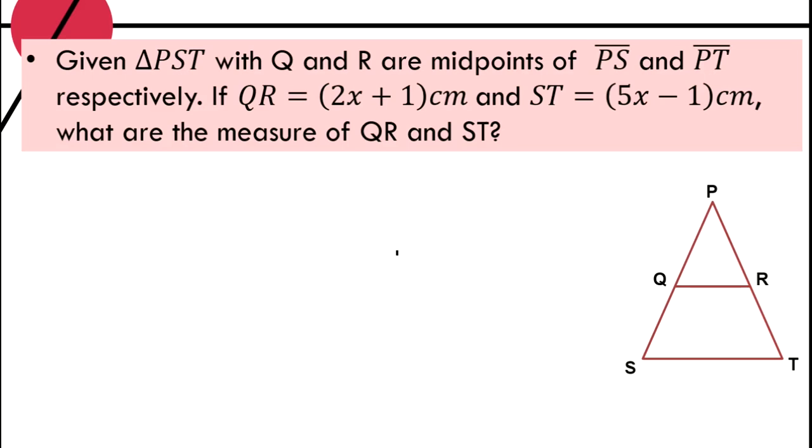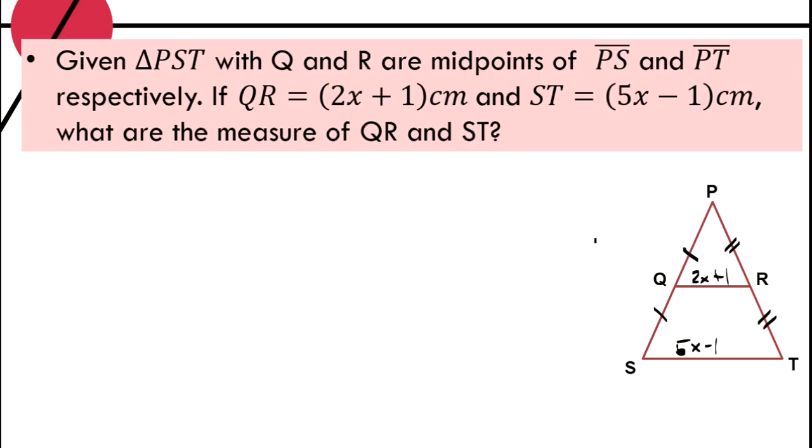Another example: given triangle PST with Q and R as midpoints. So PQ is congruent to QS and PR is also congruent to RT. If QR is 2x plus 1 centimeters and ST is 5x minus 1 centimeters, what are the measures of QR and ST? So we are asked to find the measure of the midline QR and its third side ST. To get the exact measurement of QR and ST, we need to get the value of x.